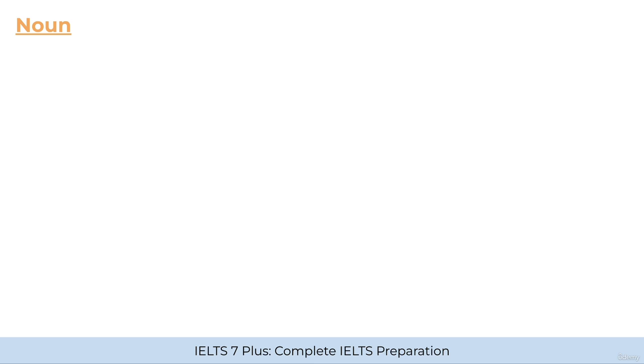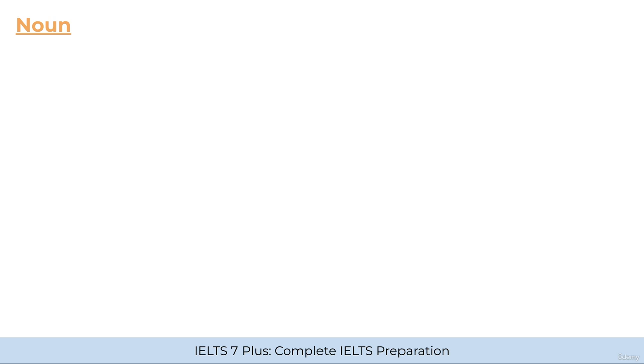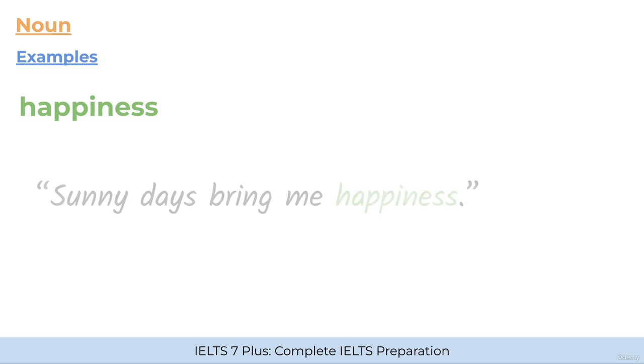Okay, so let's begin with nouns. What is a noun? Let's start at the very beginning. Well, a noun is a word that represents a person, place, thing, or idea. Let's look at some examples. So, happiness. Sunny days bring me happiness. And in this situation, happiness is functioning as a noun. It's like a concept or an idea here.